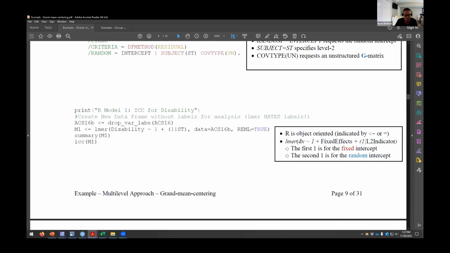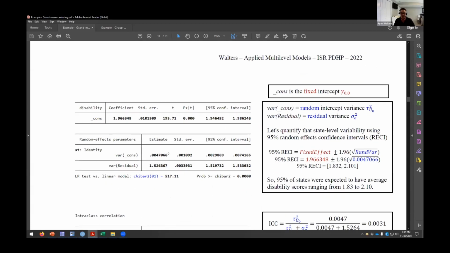In R, we're moving into lmer. So we have disability with a fixed intercept. That 1 is a fixed intercept plus, and then in parentheses is where our random effects go. So 1 is asking for the random intercepts, and then the pipe structuring by state. We're going to ask for a summary that's going to provide us with the fixed effects, or in this case, fixed intercept and random intercept variance and residual variance. And then we can ask for the ICC directly. So Stata and R produce the ICC for us. SPSS and SAS do not, and we'll have to go ahead and calculate them. And I'll show you how we do that.